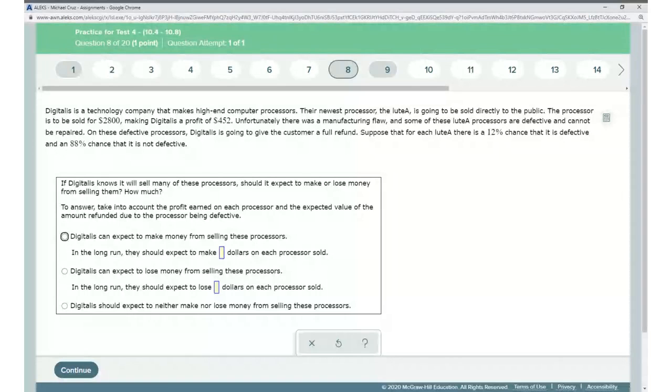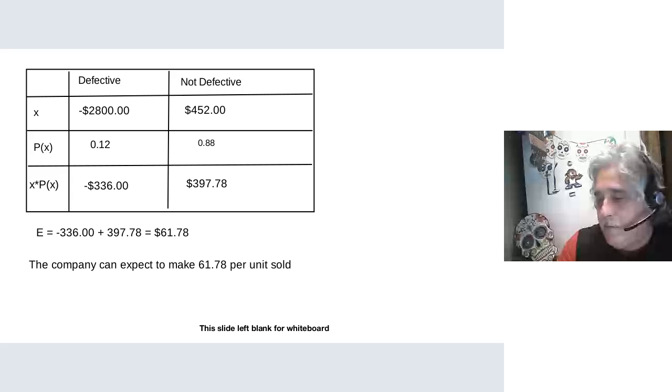All right. So Digitalis, which is the company, can expect to make money from selling these processors. And I can't remember what the darn thing was. Go back over here. 6178.